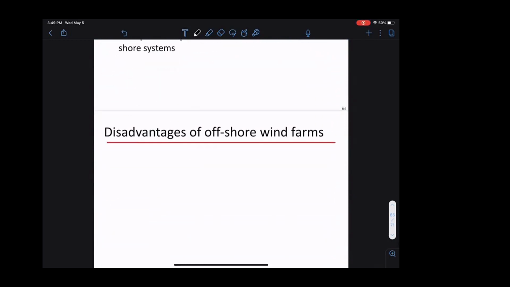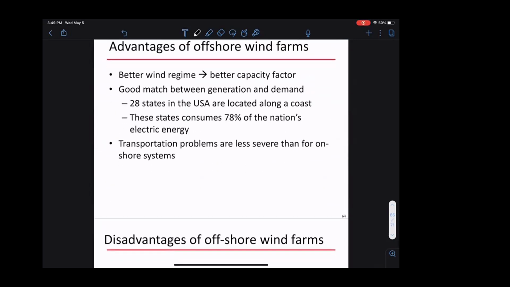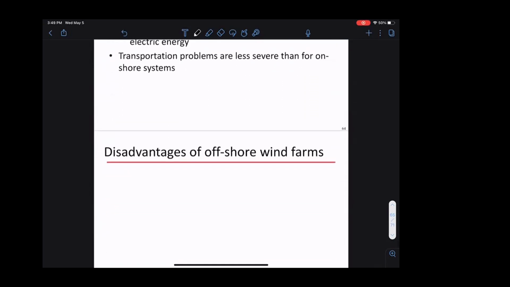So can you think of some of the disadvantages then? Right, there are some good reasons to build offshore wind farms, but what are some disadvantages of building offshore wind farms? What are some of the challenges? Environmental impact, not so much, right? Because the blades are above water, so really not too much environmental impact there.